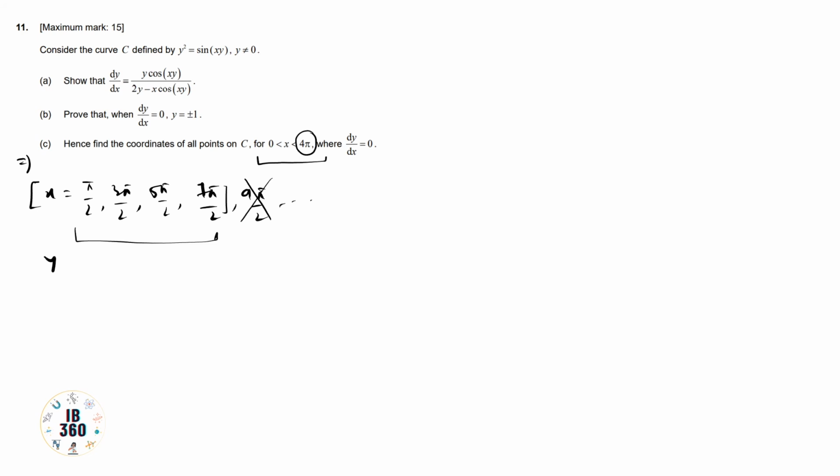Just for x equals pi by 2, dy/dx equals 0. For dy/dx to be 0, the y values must be plus 1 or minus 1. Okay, so we just have to find, for x equals pi by 2, what is the value of y, and for x equals 3 pi by 2, what is the value of y. It is a very simple thing.